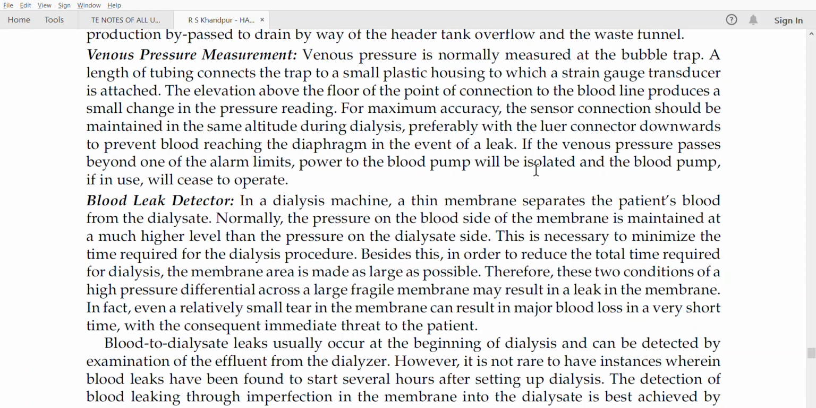Now the blood leak detector. In a dialysis machine, a thin membrane separates the patient's blood from the dialysate, and normally the pressure on the blood side of the membrane is maintained at a much higher level than the pressure on the dialysate side. This is necessary to minimize the time required for the dialysis procedure.